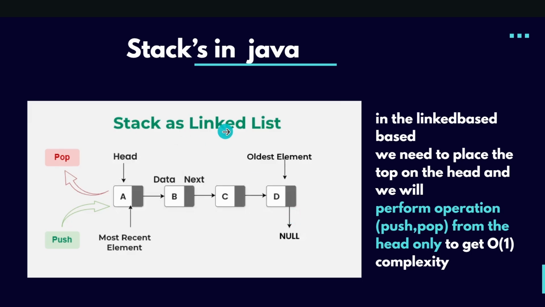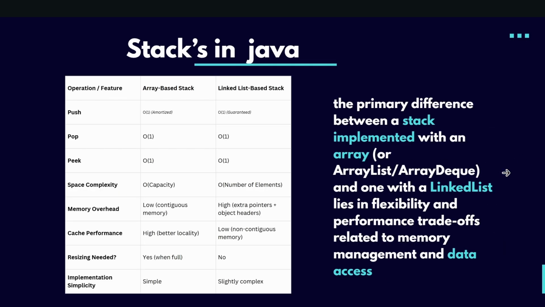In the linked list, I am saying. In the array, it is a normal stack implementation. So if you read this sentence also, perform push and pop operations from the head only. Why? To get order of one complexity. This is very important. To get order of one complexity, we perform operations near the head if you use a linked list. So you can also see the array-based stack and the linked-list-based stack.